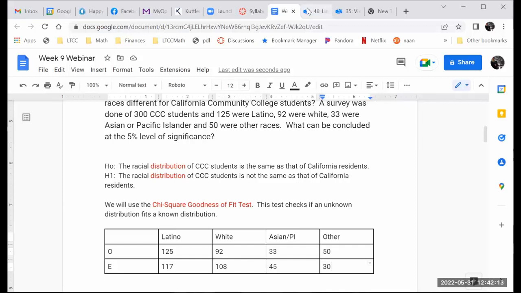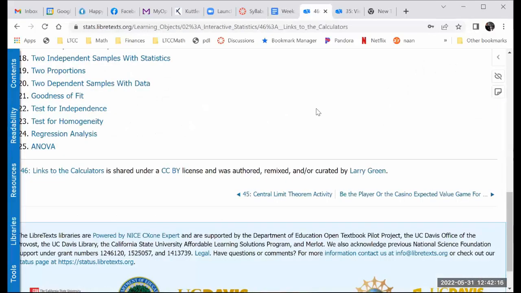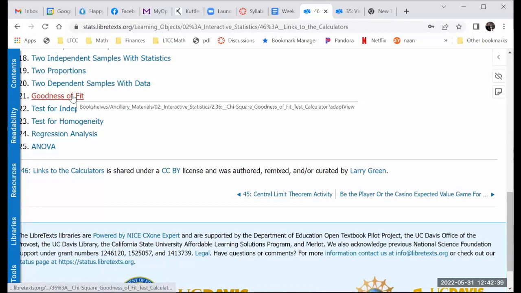Okay, so now I need to go to my calculator. I tried to make it easy. Which calculator do you think we're going to use? Number 21, goodness of fit. And by the way, you might smile about this: we're doing goodness of fit tests for independence and homogeneity. We're almost done with this class. Next week we'll do regression analysis, and the week after is ANOVA. And that's it, that's the whole class. We don't have much left. Okay, so I'm going to click goodness of fit.